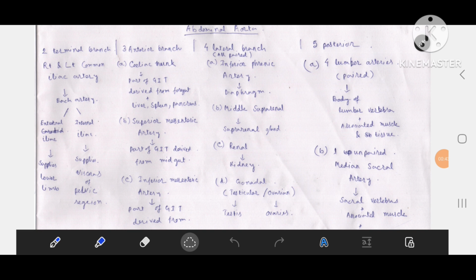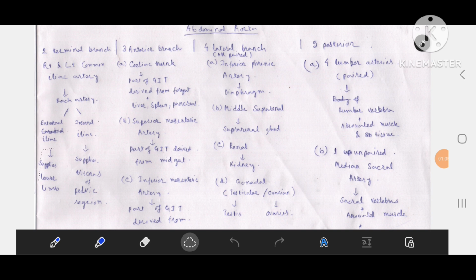First, we will talk about two terminal branches. The two terminal branches are right and left common iliac artery. It's right common iliac artery and left common iliac artery. Each common iliac artery will also divide into external iliac artery and internal iliac artery. This is internal iliac and this is external iliac.